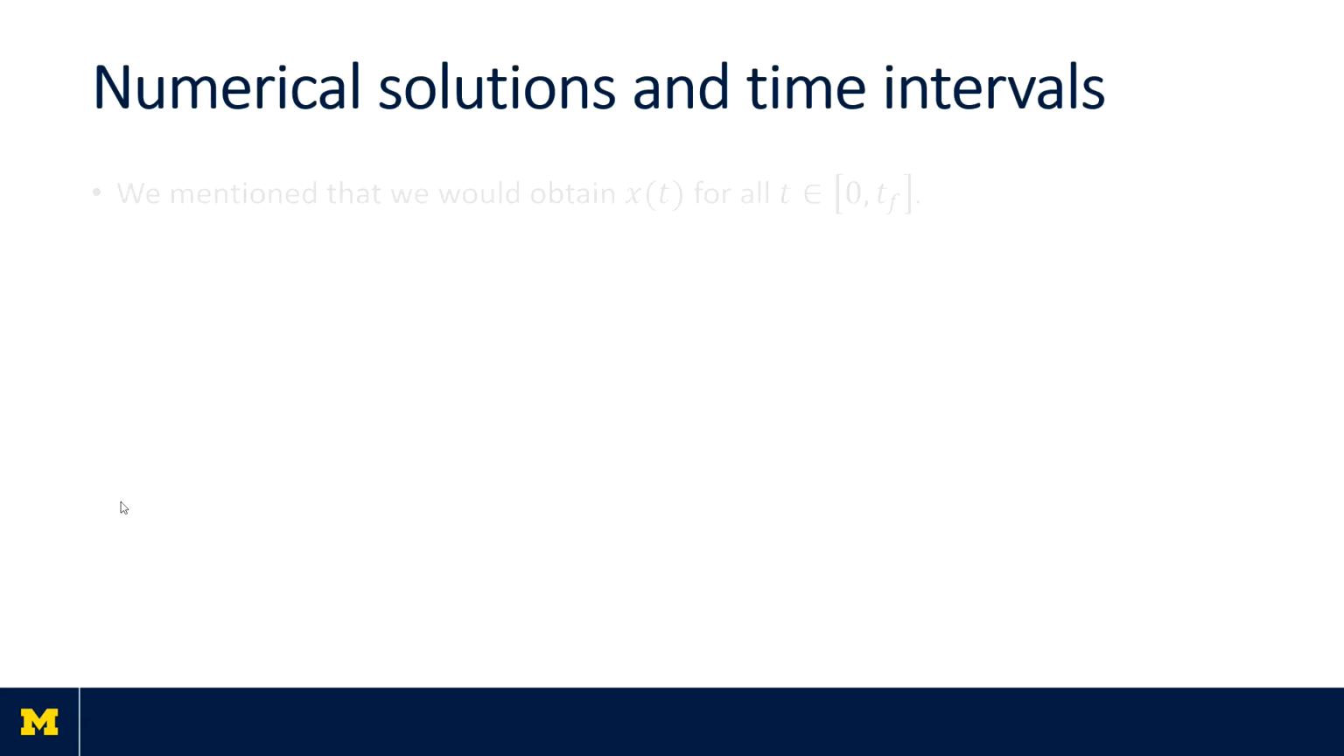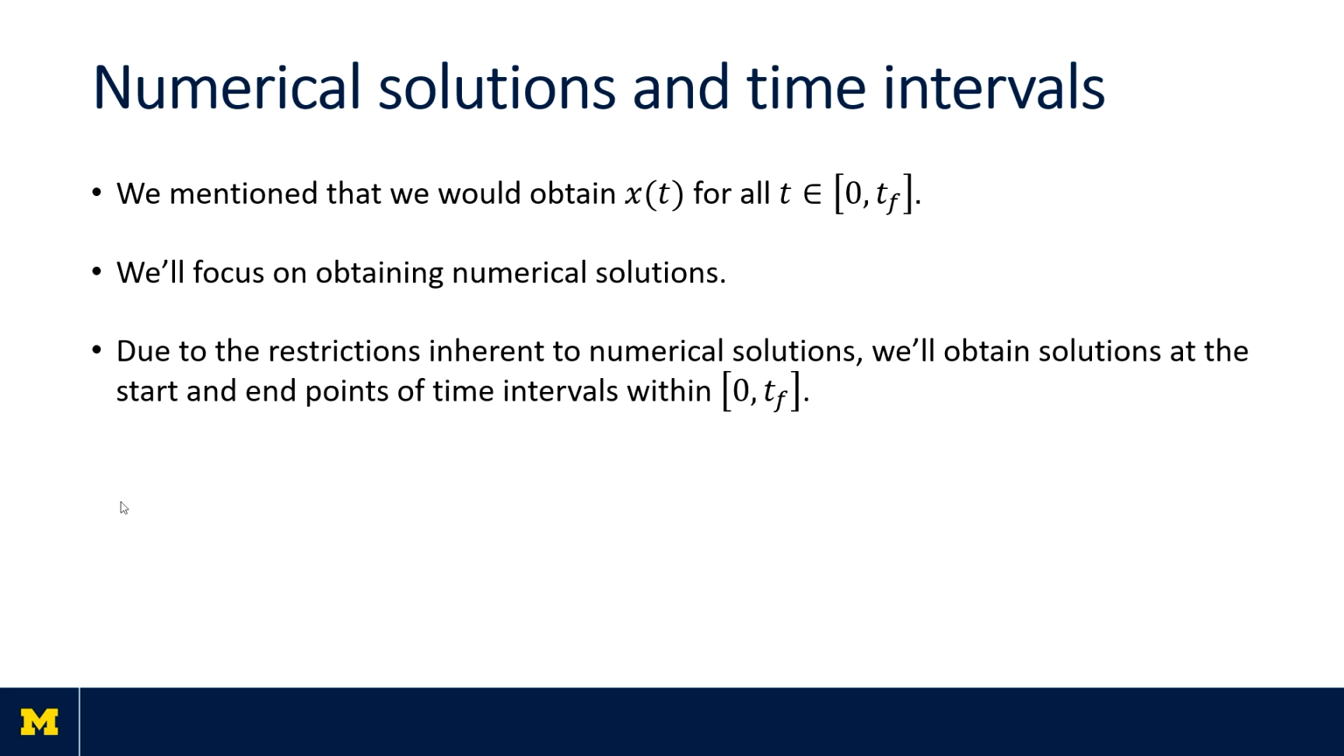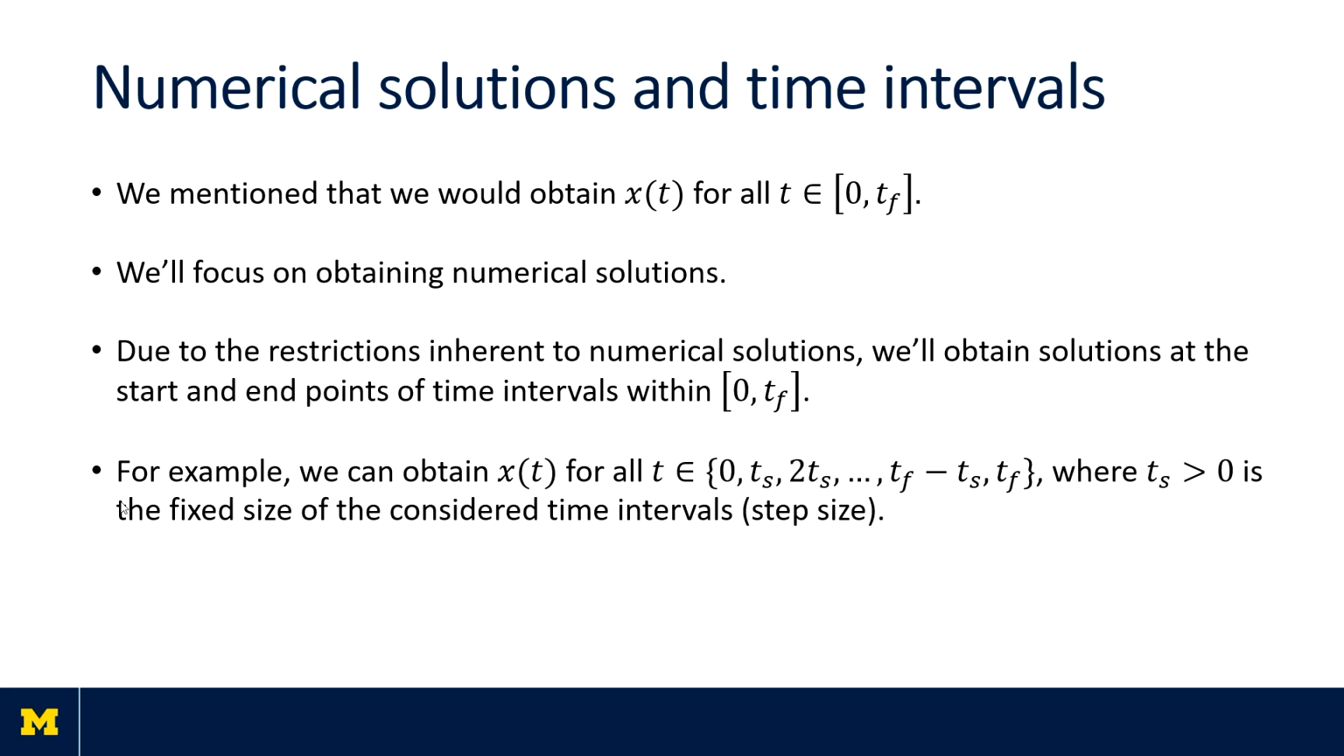Numerical solutions and time intervals. We mentioned that we would obtain x(t) for all t within this time interval, as in 0 and the final time. However, since our focus is on numerical solutions and these have inherent restrictions, then we can only obtain solutions at discrete points in time. That is, at start and end points of time intervals within 0 and tf. For example, we can obtain x(t) for all t within 0, ts, 2ts, and so on, where ts is a fixed size of the considered time intervals, that is a step size.